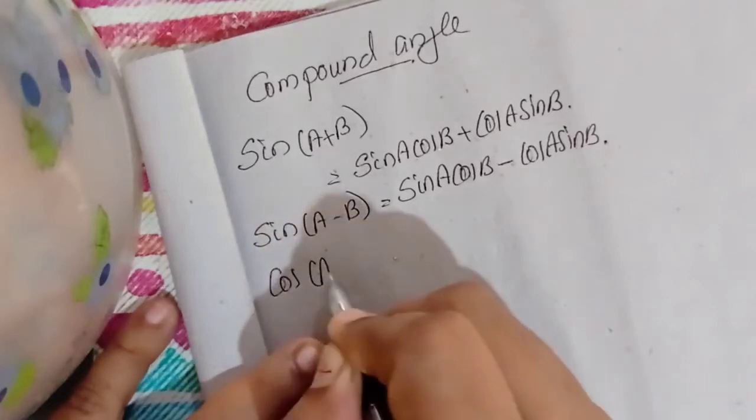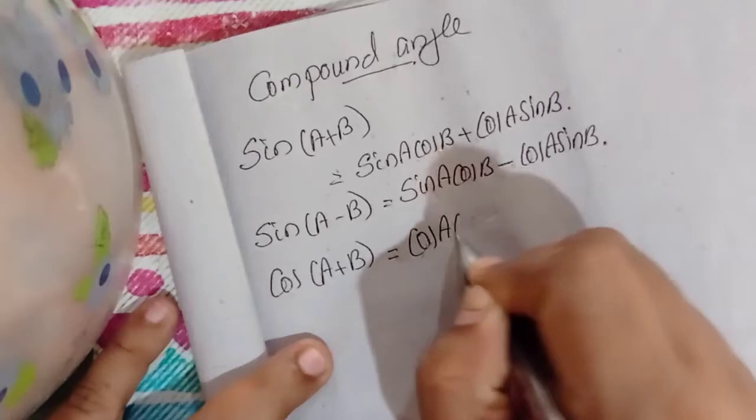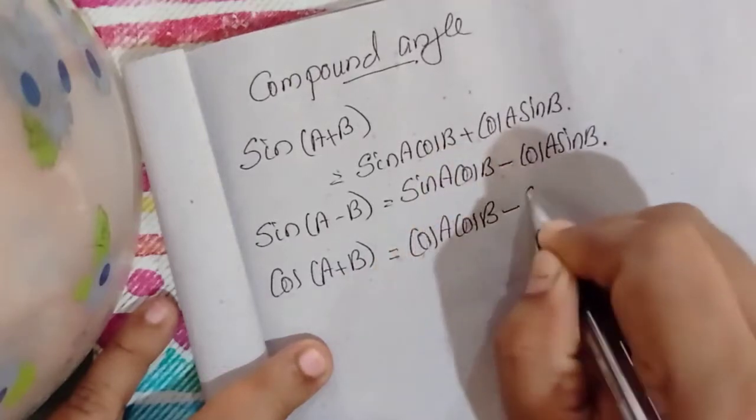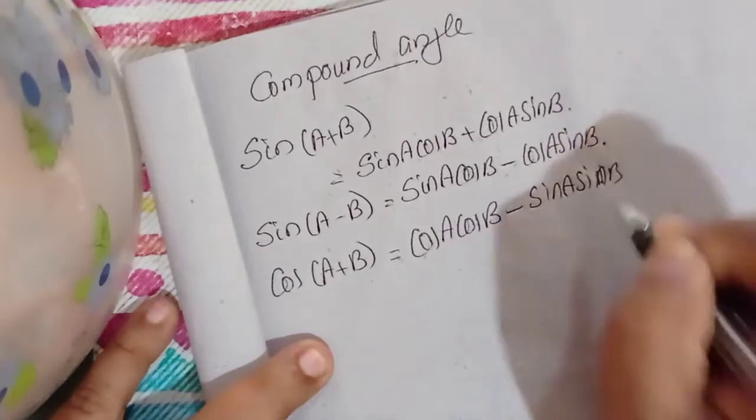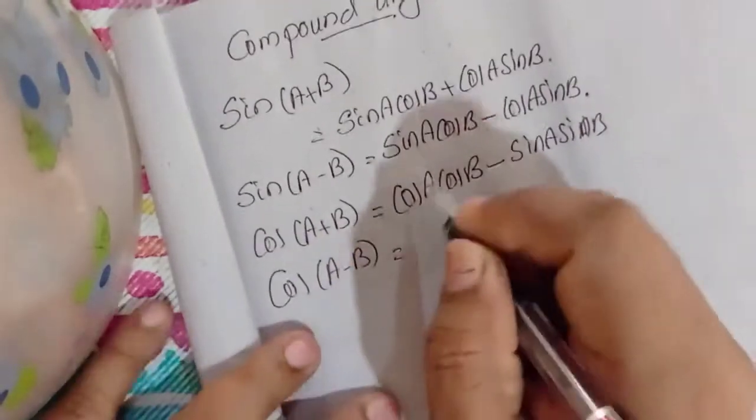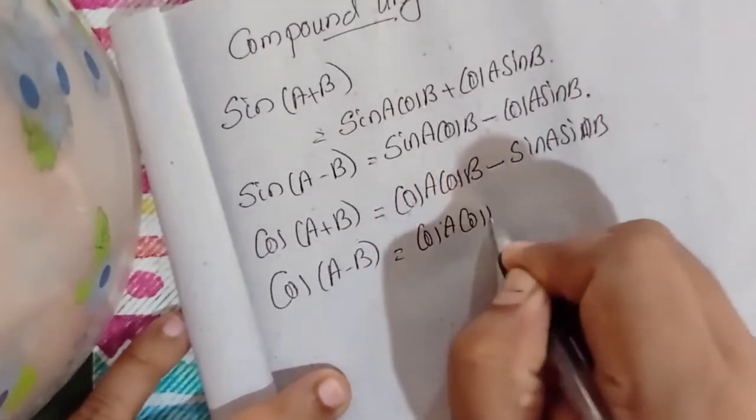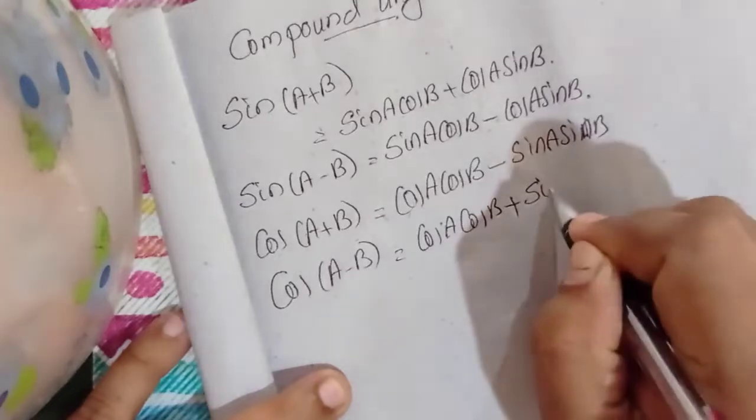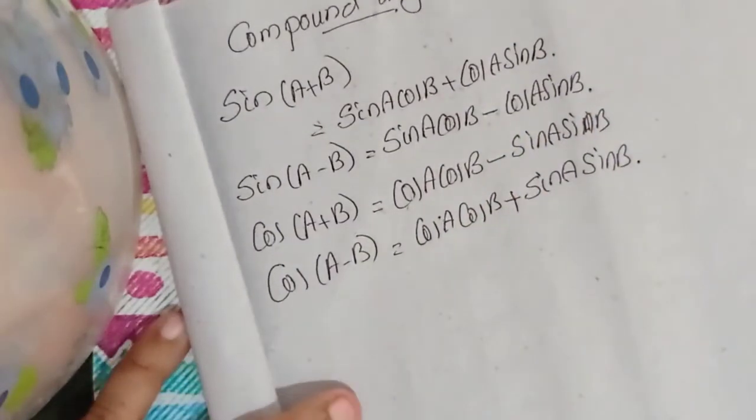Next, cos A plus B is equal to cos A cos B minus sin A sin B. And cos A minus B is equal to cos A cos B plus sin A sin B.